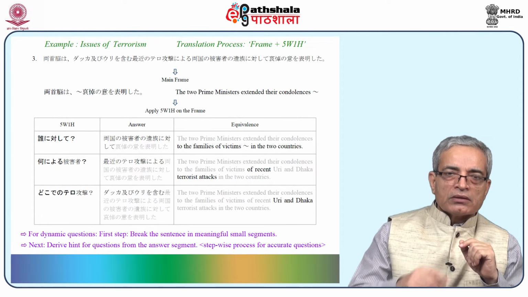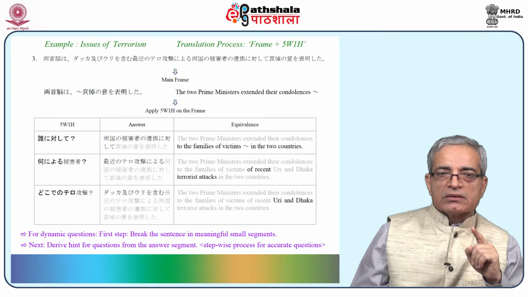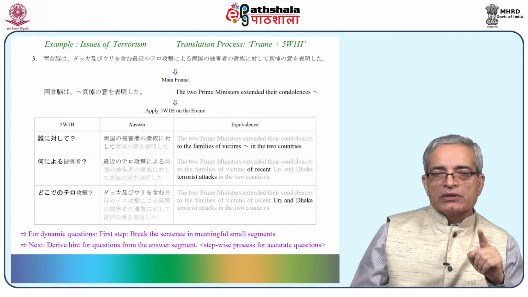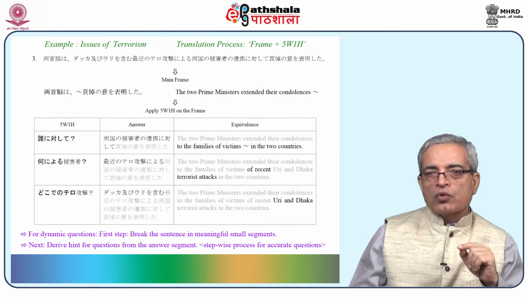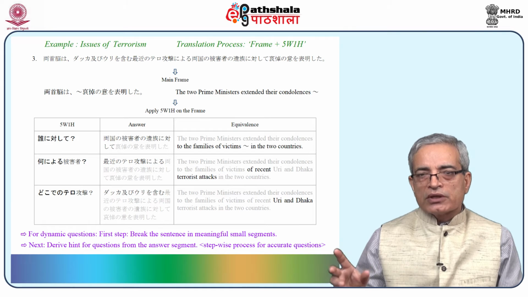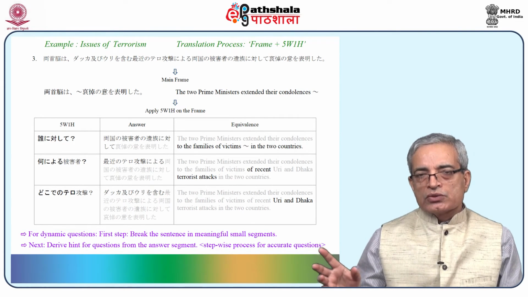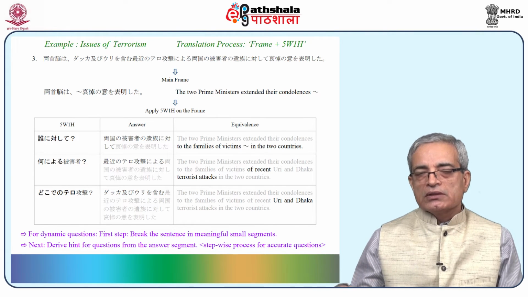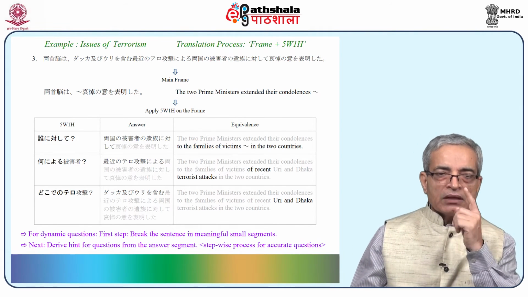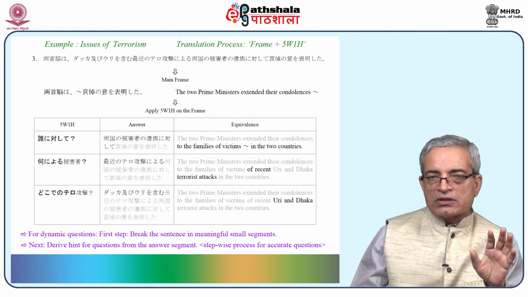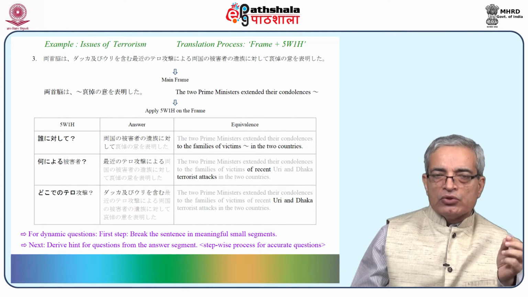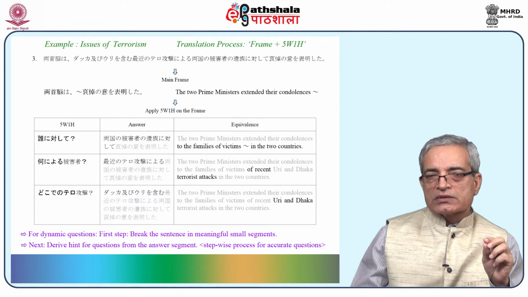If you look at the Japanese sentence or even the published original, it says Dakka oyobi Uri yo fukumu saikin no tero kogeki, and this tero kogeki is actually tero kogeki jiken. So Dhaka and Uri are not the place. Dhaka and Uri are the names of the incident. So the Dhaka incident and the Uri incident. Therefore, the question should be "doko de no tero kogeki." If I say place, it can cause a problem. So you have to be careful. "Dono tero kogeki" was the right question.